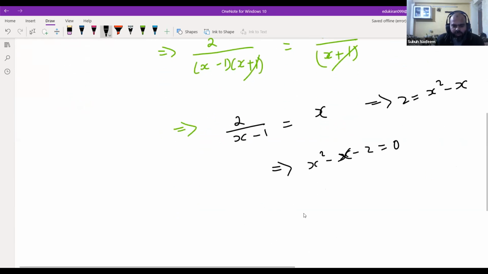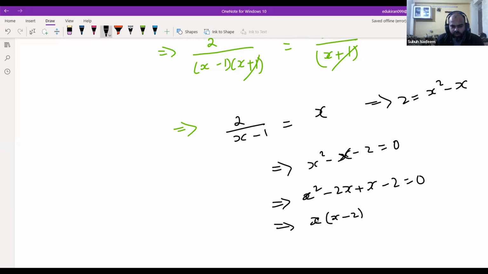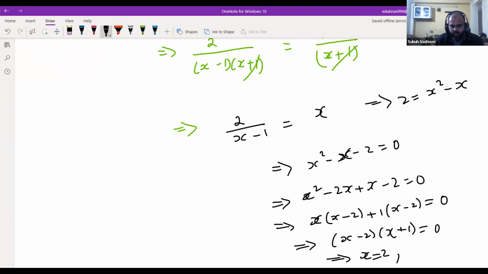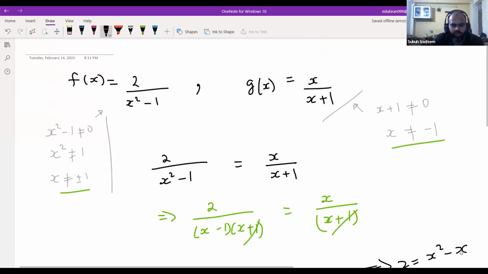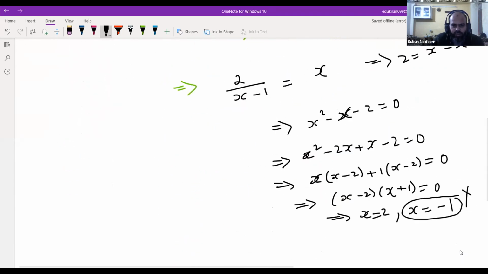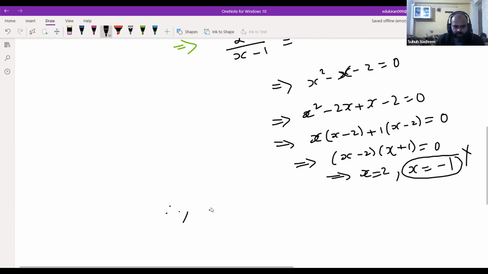When we do the middle term splitting, it will be x square minus 2x plus x minus 2 equal to 0. So it would be x common into x minus 2 and plus 1 common into x minus 2 equal to 0. So x minus 2 into x plus 1 equal to 0. If x minus 2 equal to 0, x is equal to 2. If x plus 1 equal to 0, x is equal to minus 1. But this one you can't accept, because it is already mentioned that x is not equal to minus 1. So the answer is x is equal to 2.